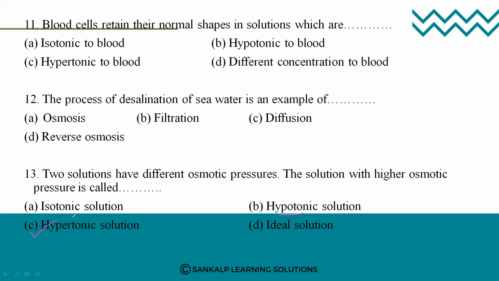Okay. So we have seen what an isotonic solution is. Isotonic solution: the osmotic pressure is the same, or the two solutions have the same osmotic pressure. So this is also discarded. Ideal solutions are those solutions which obey Raoult's law. So this is also wrong. This hypotonic one has a lower concentration. Okay, so we'll go for the next question.